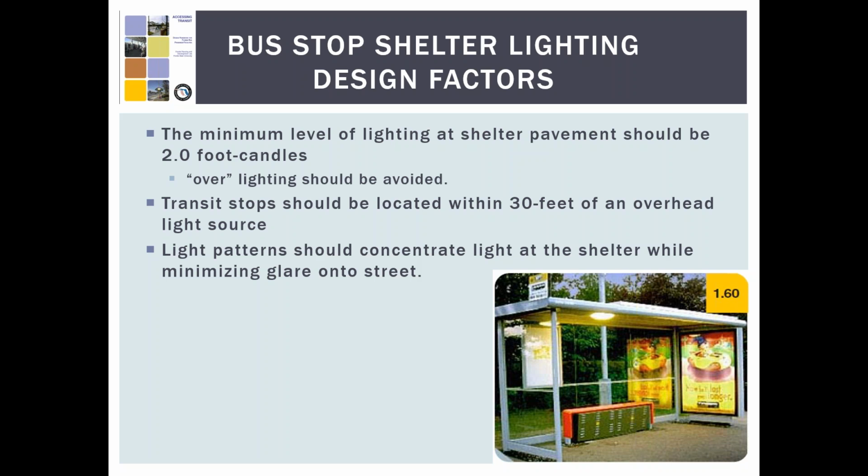Some guidance from the Florida design includes the minimum lighting levels at the shelter pavement should be 2 foot-candles, but overlighting should also be avoided. So you don't want too little light, or too much light. Local transit stops should be located within 30 feet of an overhead light source. Light fixtures should be visually non-obtrusive, so as to not attract the attention of vandals. Light patterns should concentrate light at shelters while minimizing overthrow of glare onto the street.